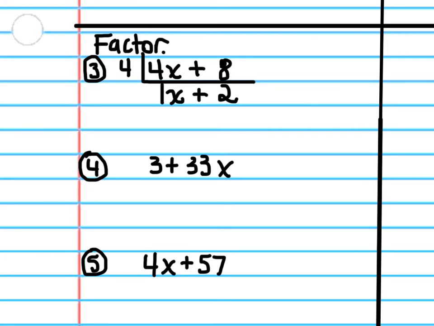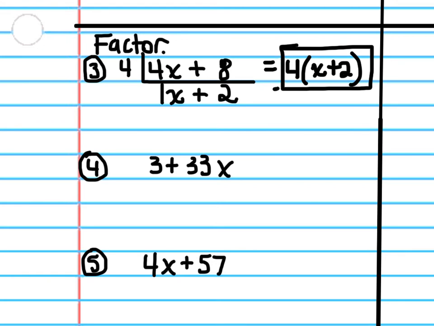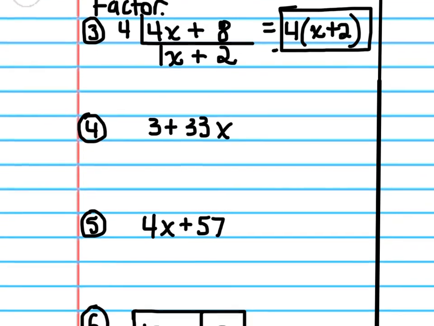So we're not just looking for the GCF. The GCF here is 4. We're going to rewrite this as a product. So 4x plus 8 is equal to 4 times x plus 2. We don't need the 1 in front of the x, although if you were to put the 1 in front of the x, I wouldn't mark it wrong. Okay, so that's factoring.